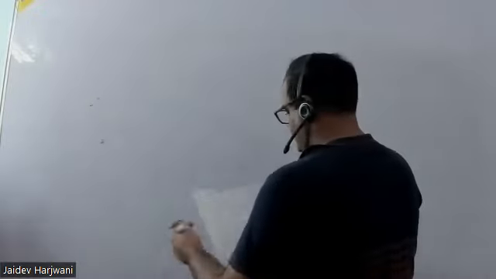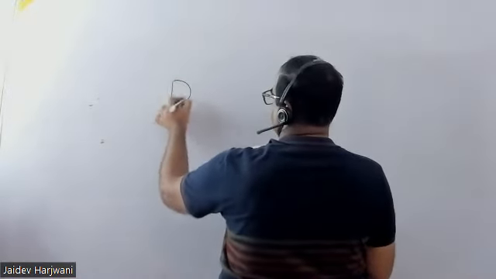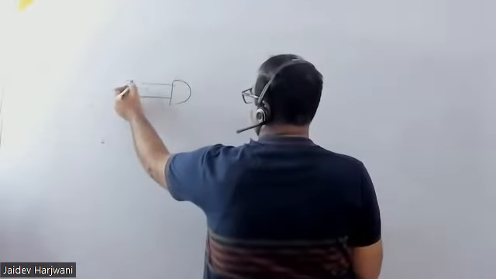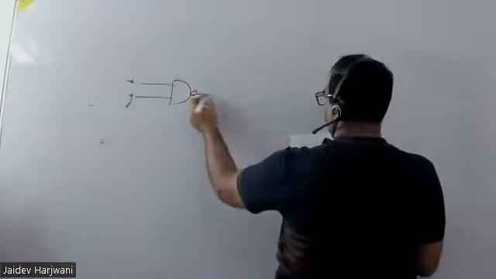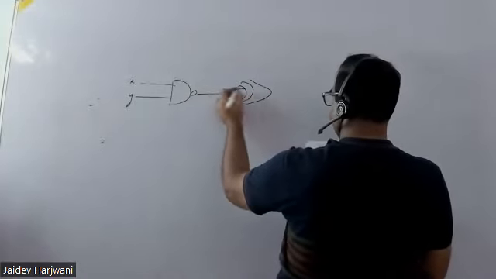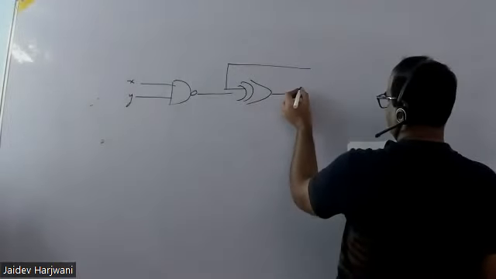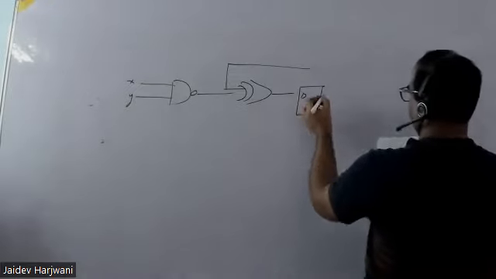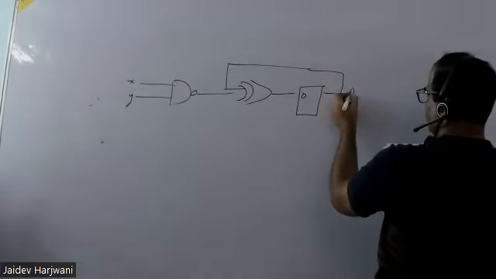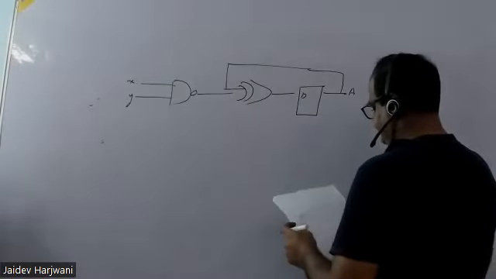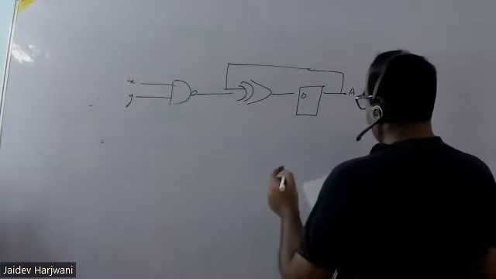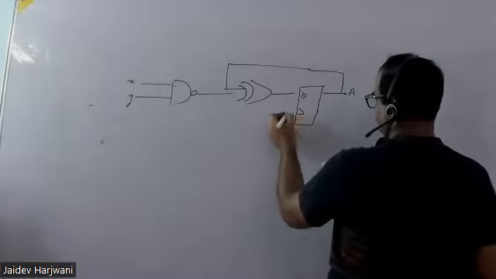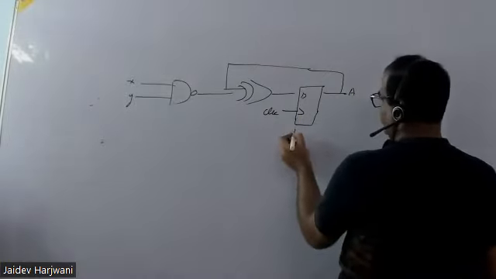So let us do one more problem. You have been given two variables x and y. Here they are going into a D flip flop, and the output of this D flip flop is also connected to an XOR gate. Here you are applying a clock also. Okay, so this is a D flip flop.